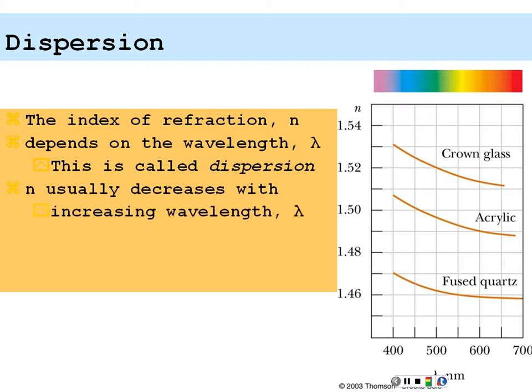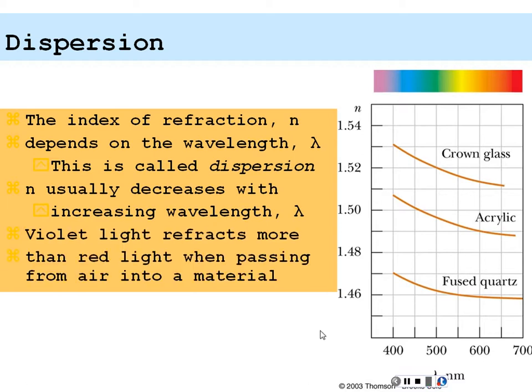N will usually decrease with increasing wavelength, or in other words, N will decrease with decreasing frequency. N will go as your frequency. So the higher the frequency, the higher the index of refraction. The lower the frequency, the lower your index of refraction. It decreases with increasing wavelength. Violet light will refract more than red light when passing through a material.